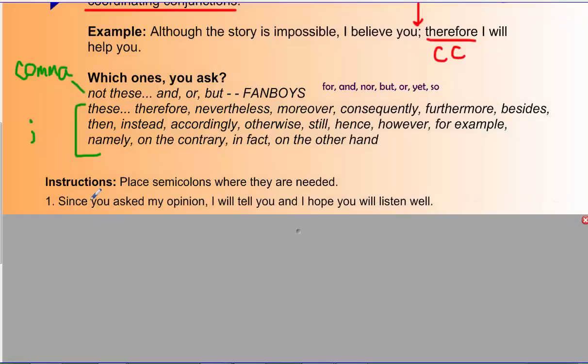Since you asked my opinion, I will tell you, and I hope you will listen well. All right, looking for a full sentence going on. Since you asked my opinion, I will tell you. I hope you will listen well. I look at the conjunction in between them. It's an and conjunction. That's one of our fanboys conjunctions right up here. So I'm not going to use a semicolon. I'm going to use a comma before the and.